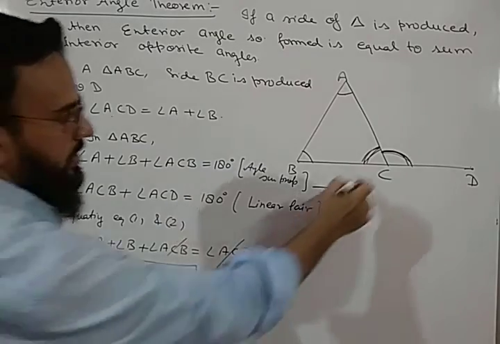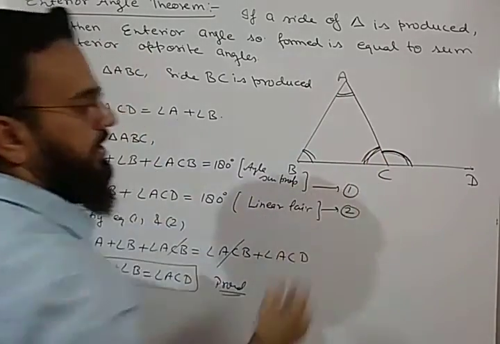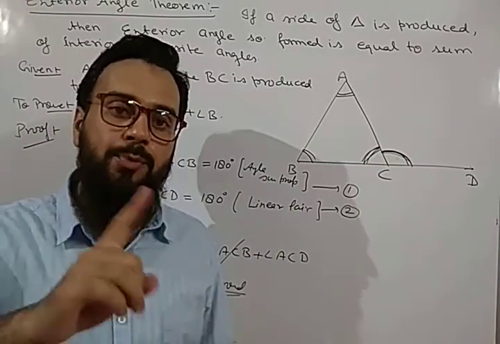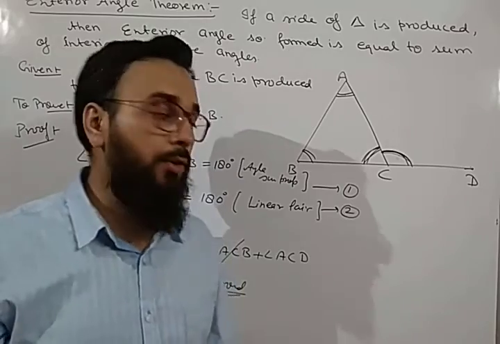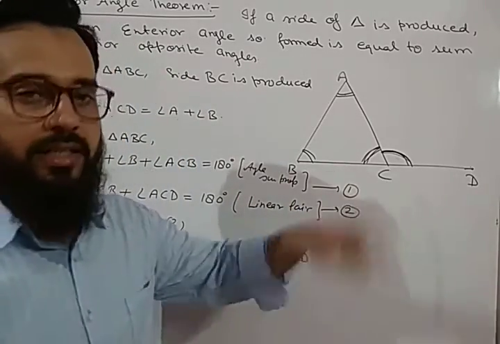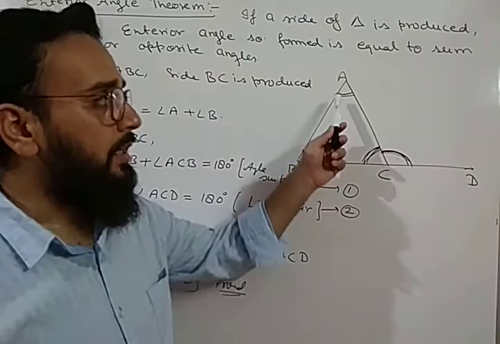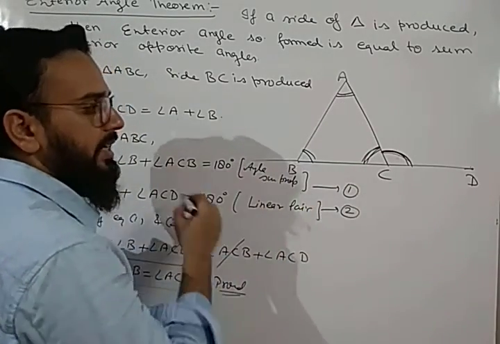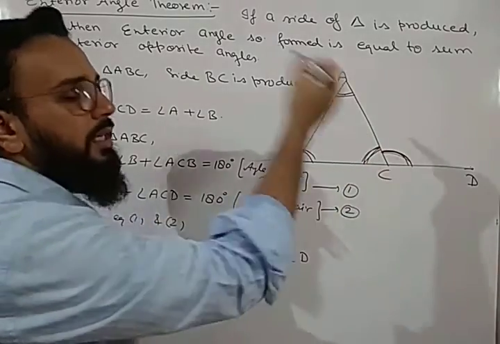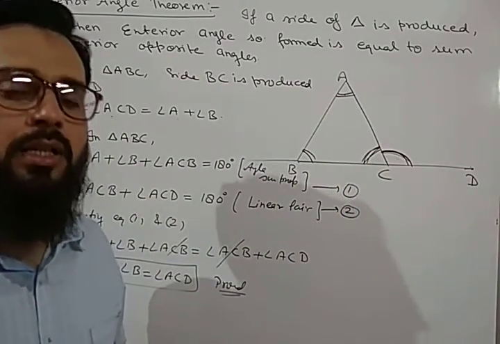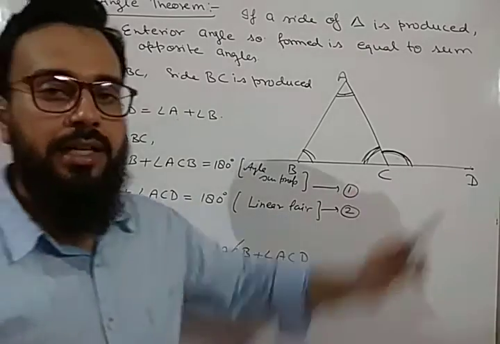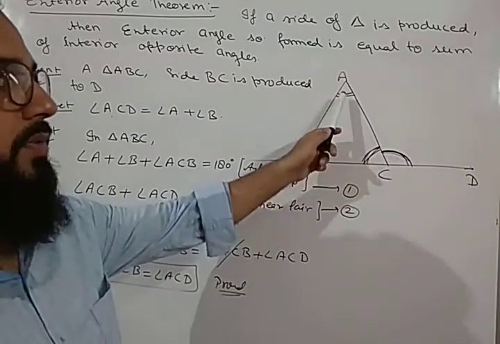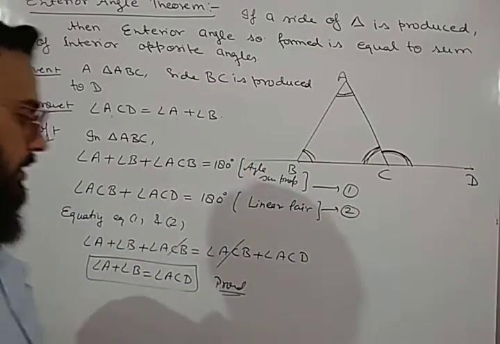Angle ACD is the exterior angle. Angle A and angle B are interior opposite angles with respect to this exterior angle. Interior opposite angles will also change. They will always change with respect to the exterior angle. So with respect to this exterior angle, the interior opposite angles are A and B. If we extend this other side, then these two angles will be the interior opposite angles. So it will depend on where the exterior angle is taken. Okay, so this is our theorem. The exterior angle is always equal to the sum of interior opposite angles. So note it down.